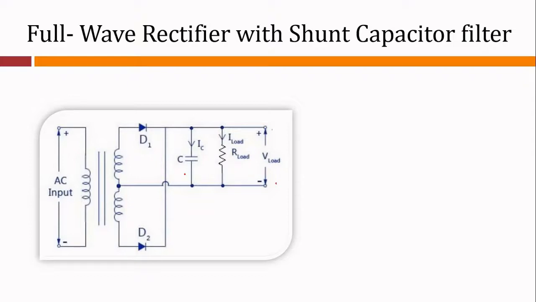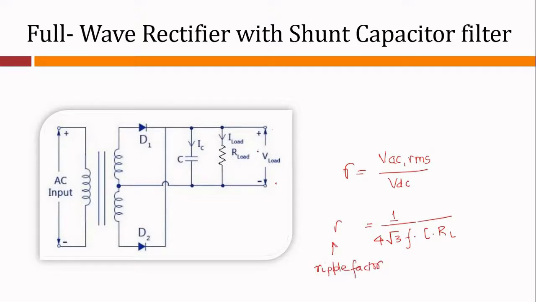So in this case, the ripple factor R equals VAC RMS divided by VDC. If you substitute, refer to the class lecture, we have arrived at the value of ripple factor R equals 1 upon 4 root 3 F C RL. So this is the ripple factor.